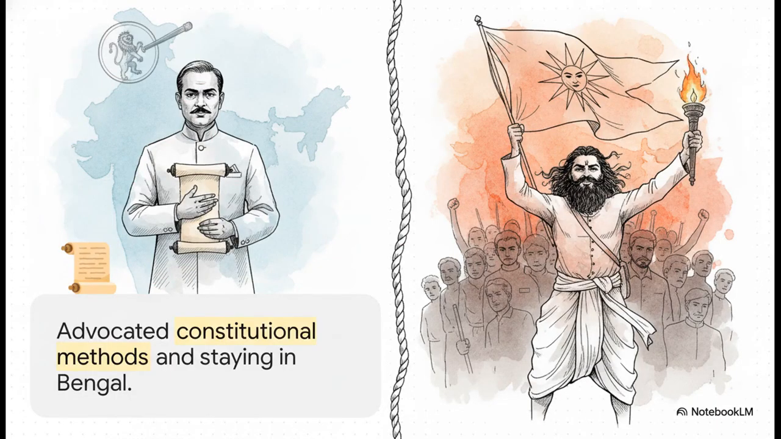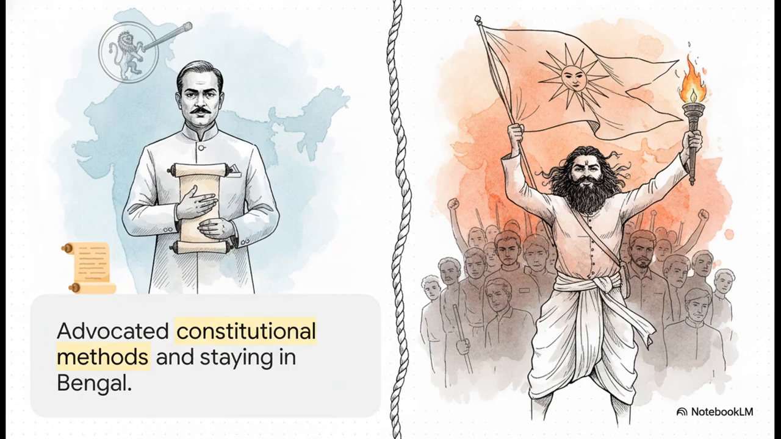So, what exactly were they fighting about anyway? Well, the moderates advocated for constitutional methods. They wanted to keep the movement local to Bengal, and they were deeply, deeply afraid that radical actions would just provoke the mighty colonial forces into ruthlessly crushing them.